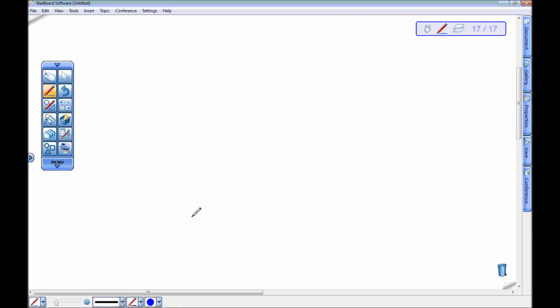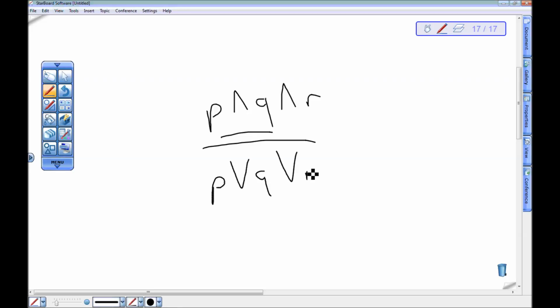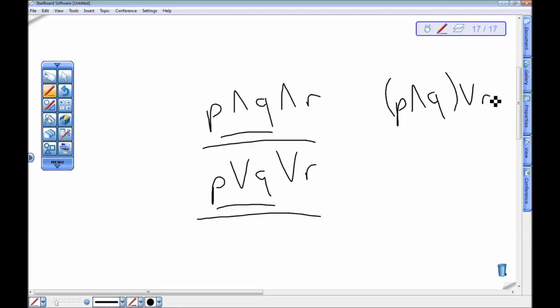This is different than if I had P and Q and R. Those, in fact, I can just do from left to right. Similarly, if I have P or Q or R, these I can just do from left to right. But when I have the mix of the symbols, that's bad. I have to have parentheses to let me know what to do first in order for it to be a good symbolization of a statement.